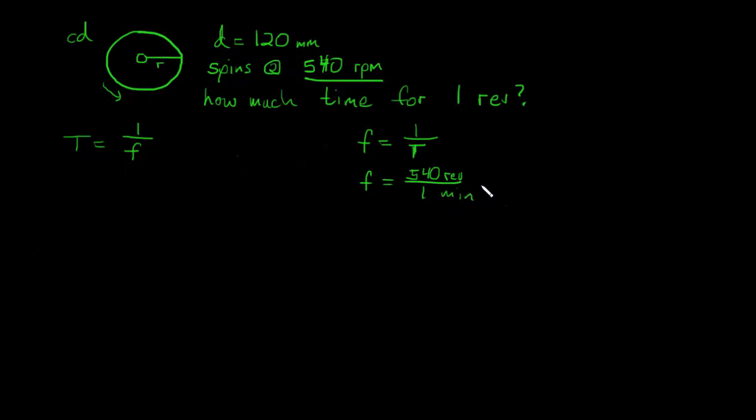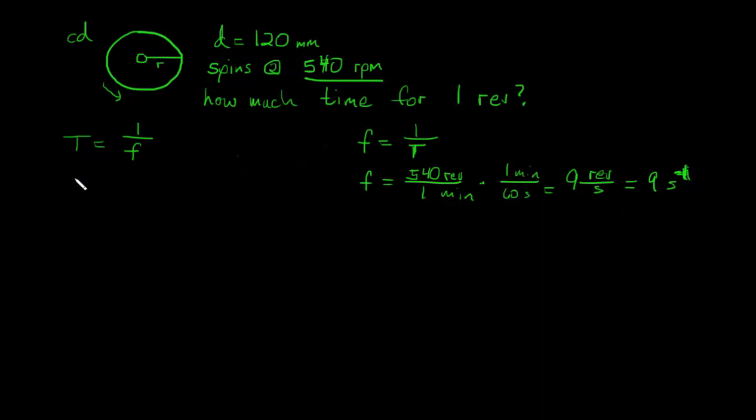But these aren't standard units. So what we're going to do is change this minute. 1 minute is 60 seconds. And doing that, you get 9 revolutions per second. And revolutions, that's not a real unit. So what we actually have is 9 inverse seconds. That's our frequency, 9 seconds to the negative 1.